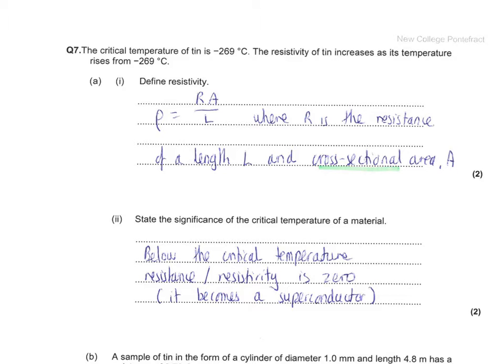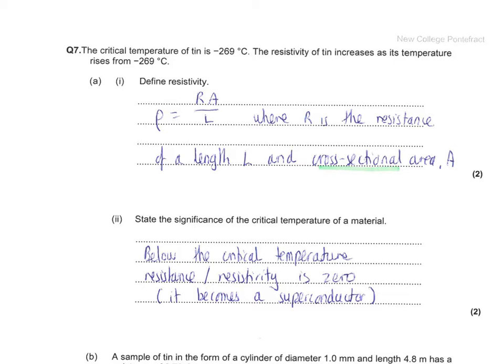Resistivity is always defined using the equation, and this equation can be found on your data sheet. What you must do, however, is state what each symbol represents. So R is the resistance of a length L of wire, and A is the cross-sectional area of the wire. It is essential to include the phrase cross-sectional.